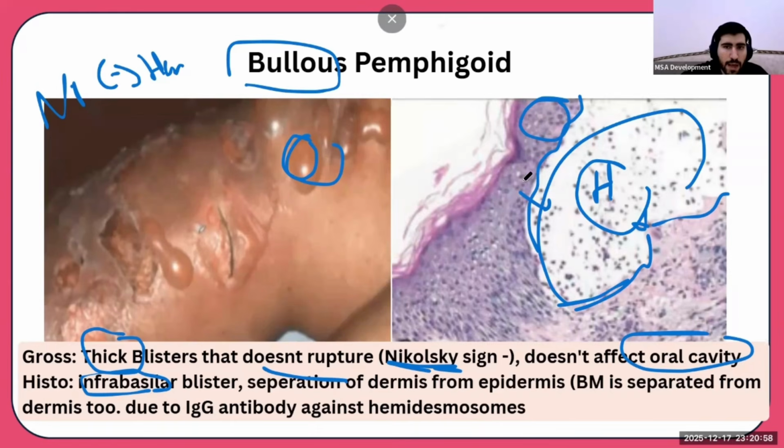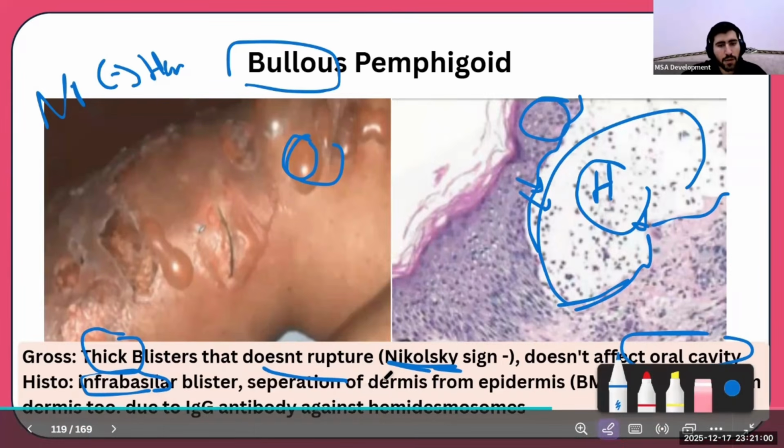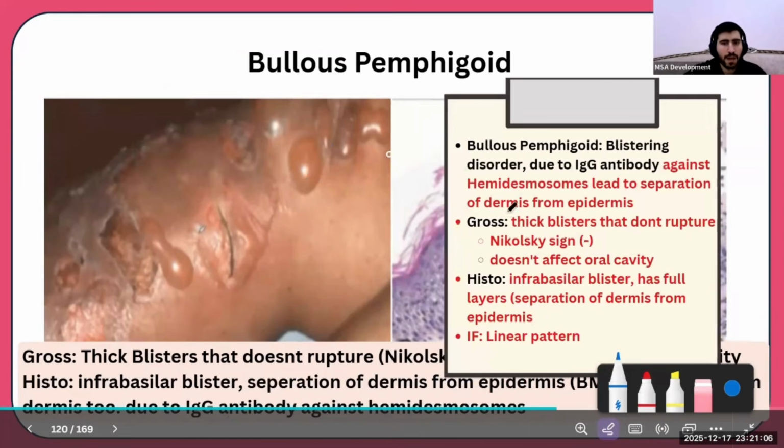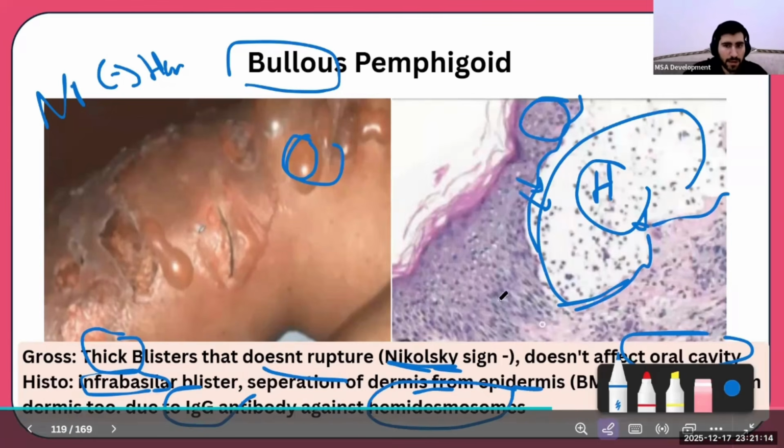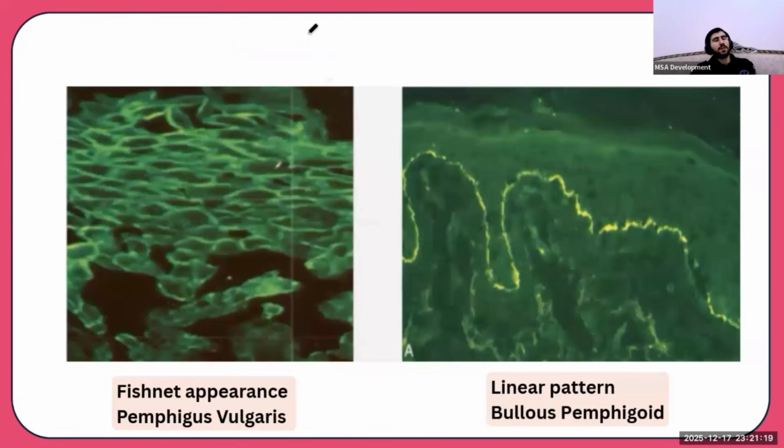So the blister is under the stratum basale because it caused separation of dermis from epidermis, and it's due to IgG antibody against hemidesmosome. If we did immunofluorescence to detect where the autoantibody, the IgG antibody, will be, it will have a linear pattern. It will follow the basement membrane. Let me show you this.